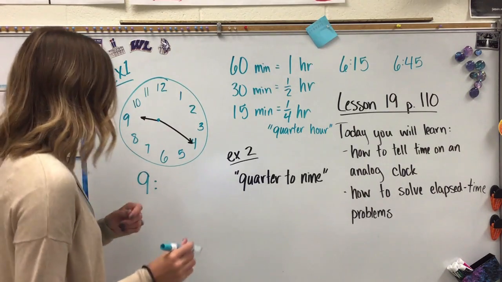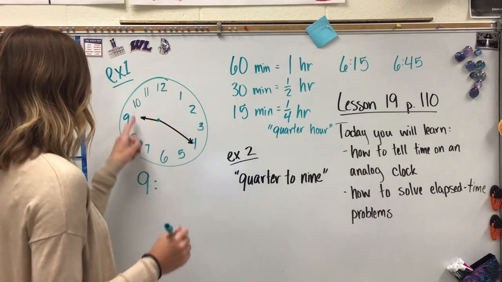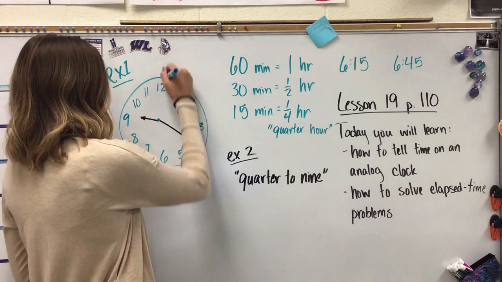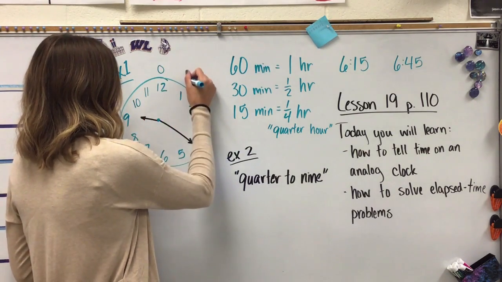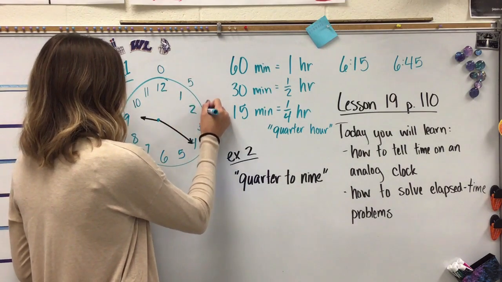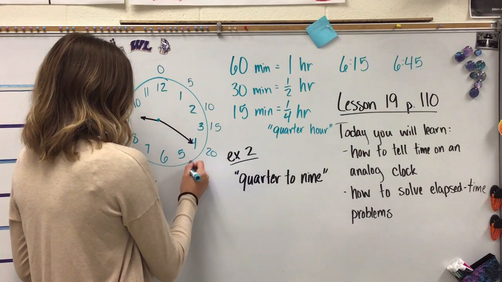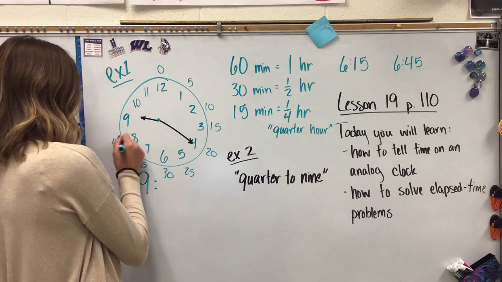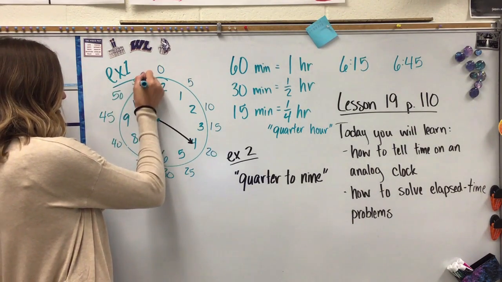All right? Then we look at our minute. Now remember, on a minute hand, there's 60 minutes in an hour, so each one of these numbers actually represents 5. So the top of the clock is where we are at 0. Then the 1 would be 5 minutes, 2 would be 10 minutes, 15 minutes, 20 minutes, 25 minutes, 30, 35, 40, 45, 50, 55.